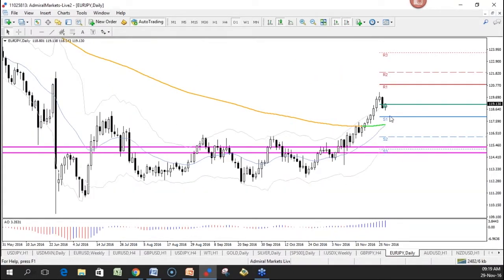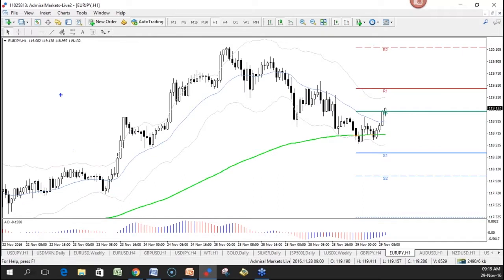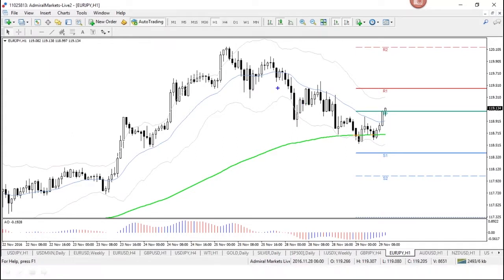Weekly is up, daily is up, yen is weakening against the euro and pound as well. 4 hour is down, hourly is showing a bounce up, daily is up. So that's one of those examples of a mixture, right? I should do it the other way around. Daily is up, 4 hour is correcting lower, 1 hour is up.